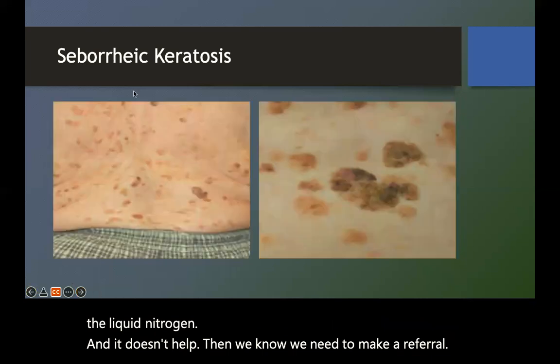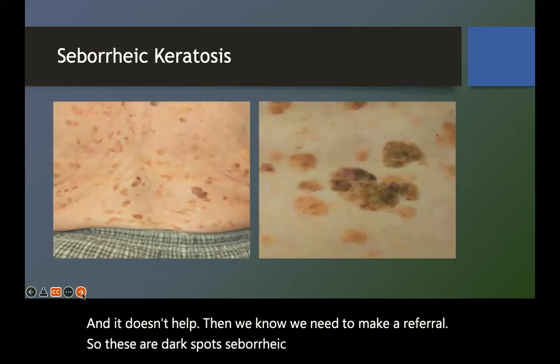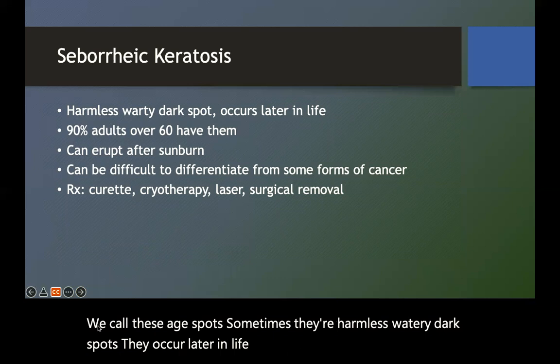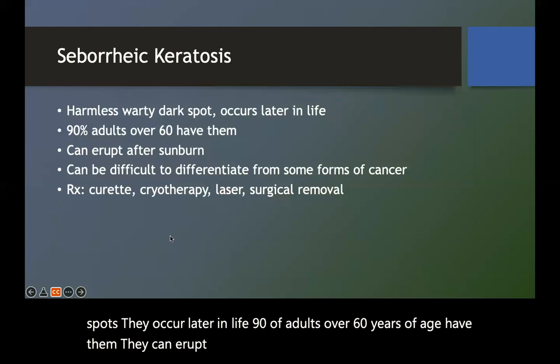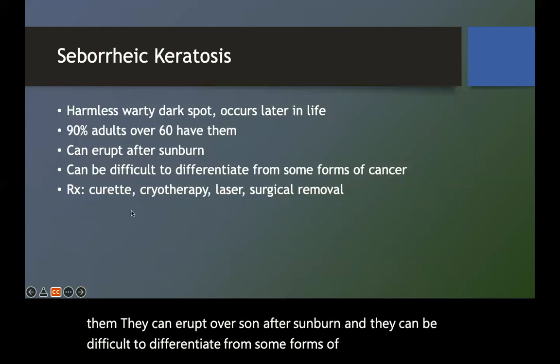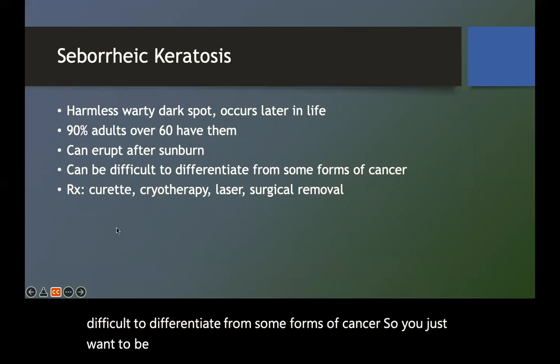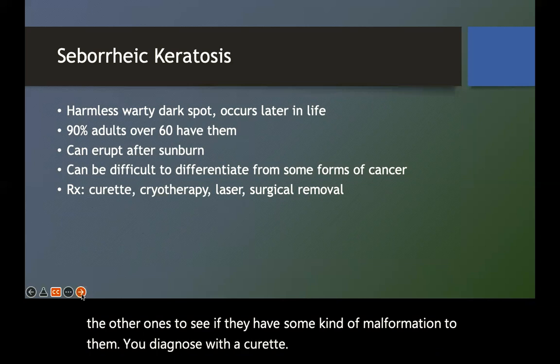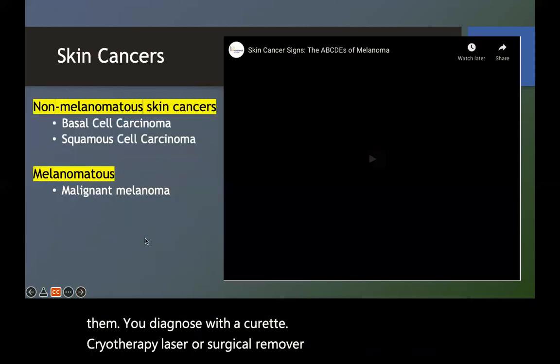So these are dark spots, seborrheic keratosis. We call these age spots sometimes. They're harmless, waxy dark spots. They occur later in life. 90% of adults over 60 years of age have them. They can erupt after sunburn, and they can be difficult to differentiate from some forms of cancer. So you just want to be very conscientious about comparing them to the other ones to see if they have some kind of malformation to them. You can diagnose with a curette, cryotherapy, laser, or surgical removal. I mean, you can treat them like that.